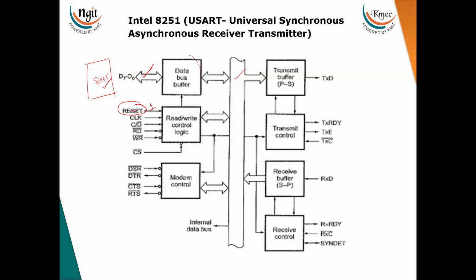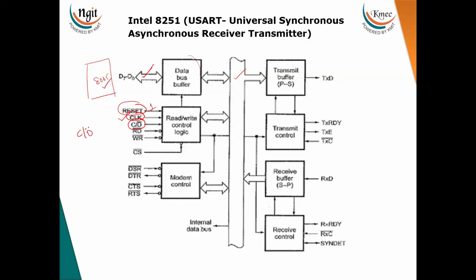Now the next one is clock. Here this is a communication. It is transferring data and receiving data. At what rate should data be transferred and received? For that it will generate the clock signal. Now the next one is C/D bar.